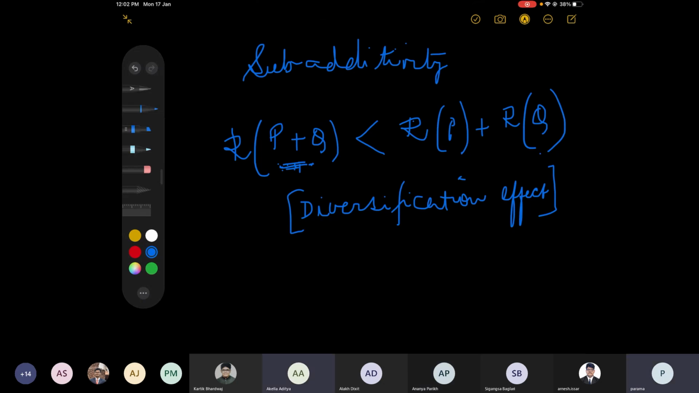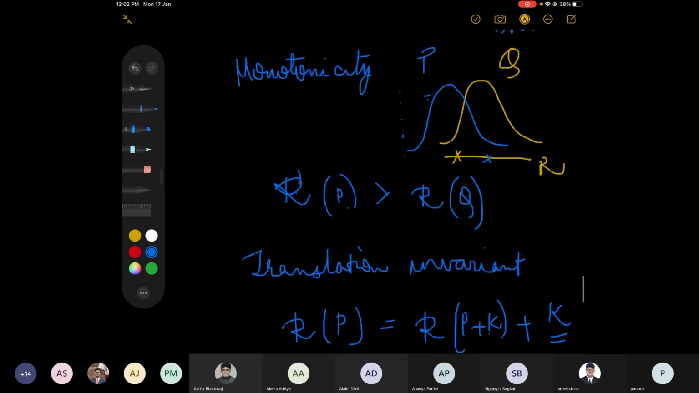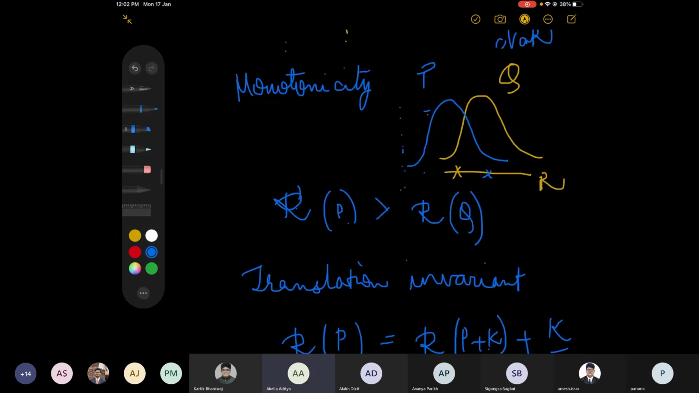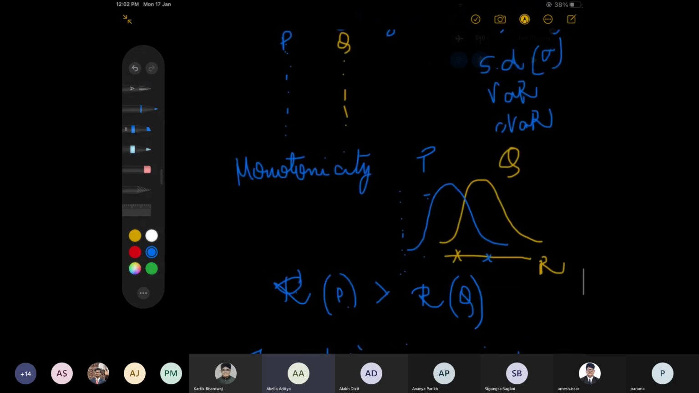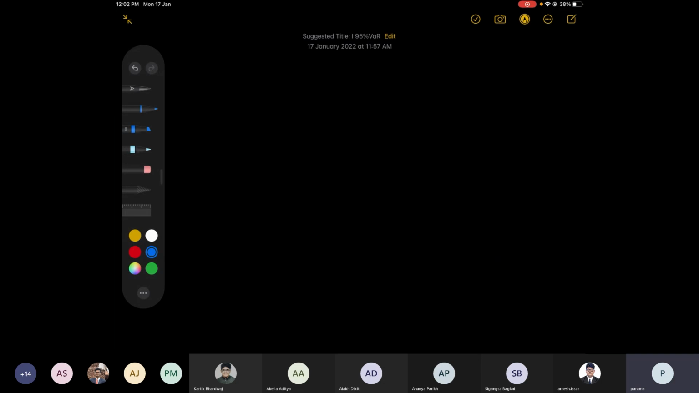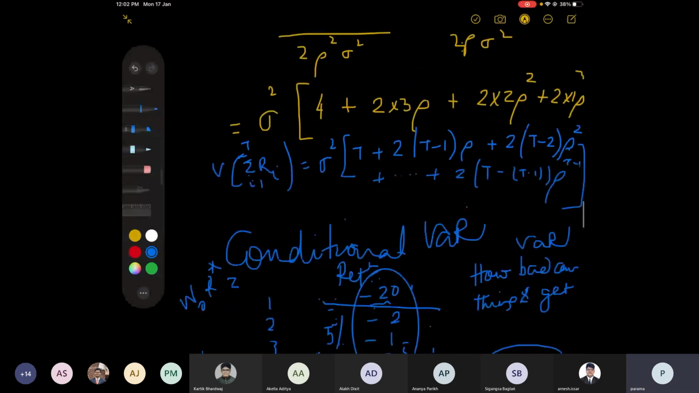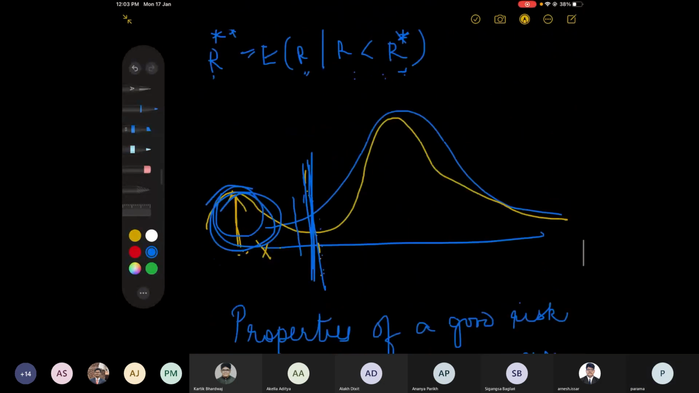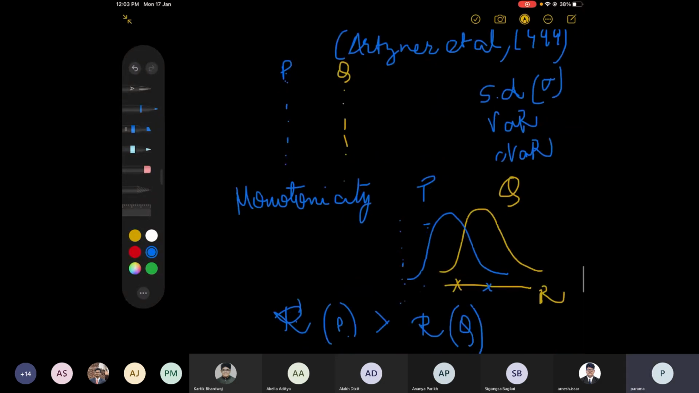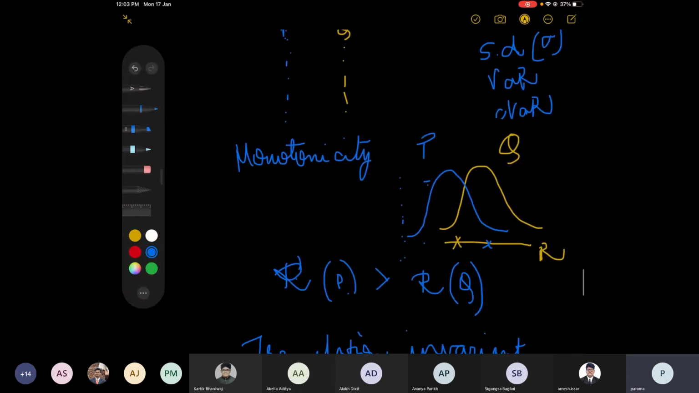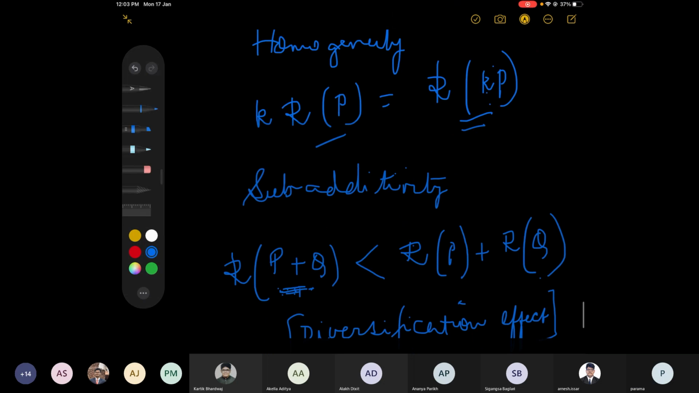Good question. Ma'am, can you go back to monotonicity? Yes, yes. Ma'am, I don't understand how this is justified. Why should the risk of P be greater than Q just because its returns are always lesser? Sorry, 1 minute. These touchpads are so touch sensitive. Okay, this was your question, right? All right, let's look at it.